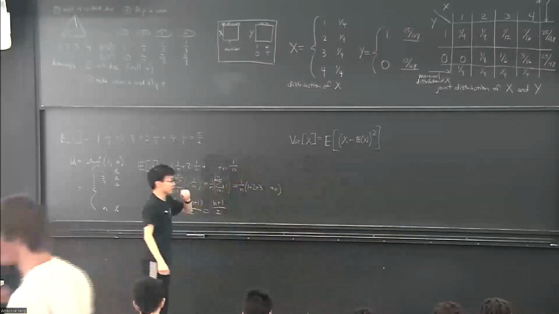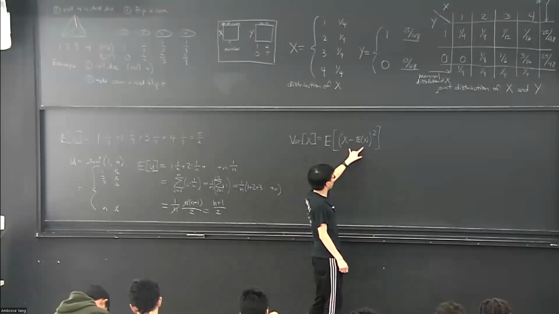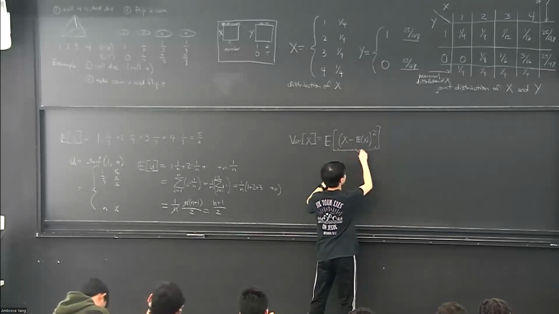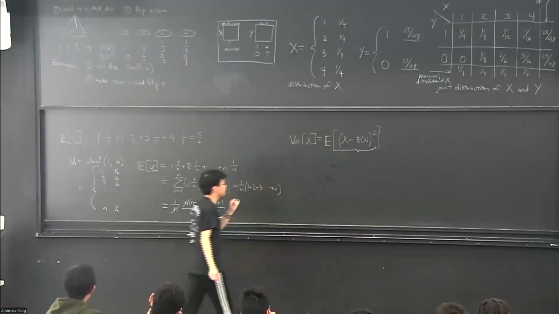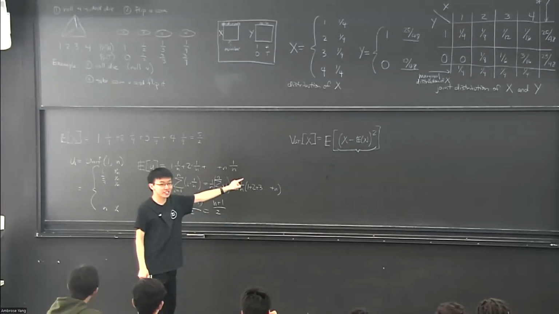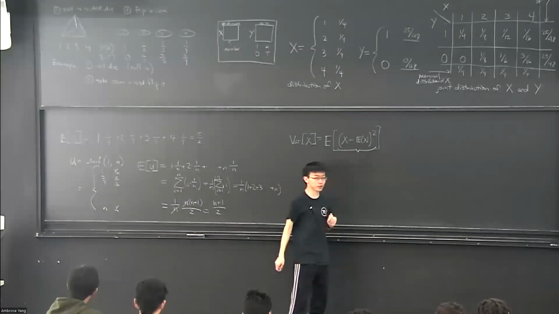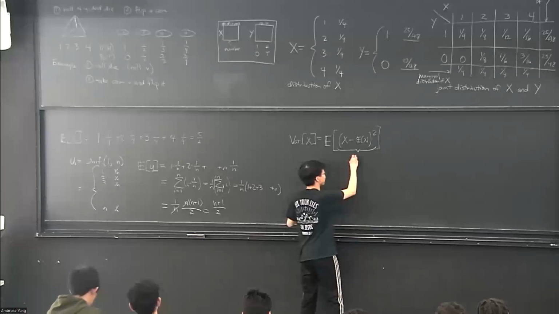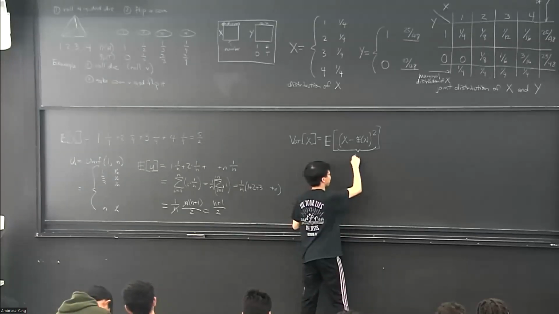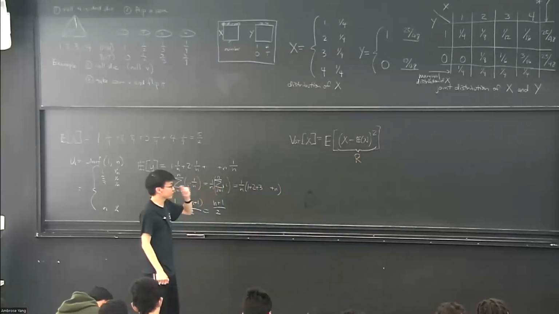Now, this could actually be kind of confusing, because what is this thing even in the middle? The thing in the middle is a random variable. This is actually another random variable. I'm going to give it a name, let's say R. And what's R? R is a random variable.